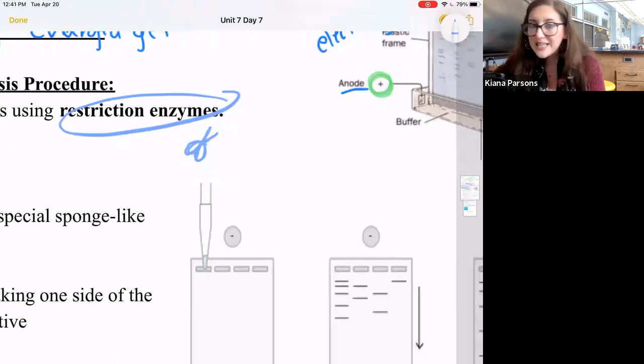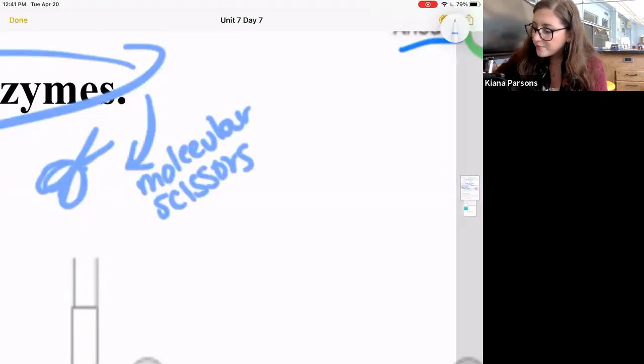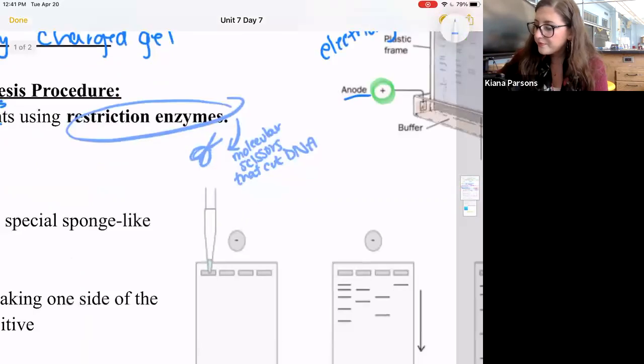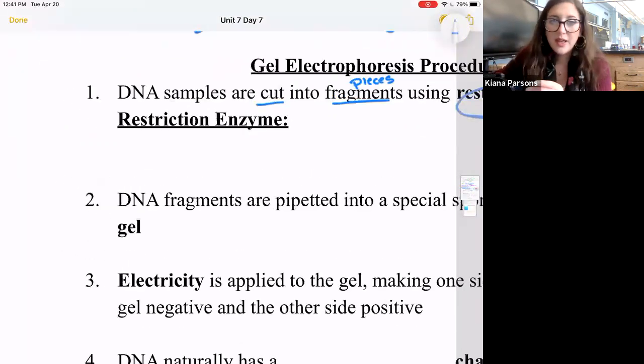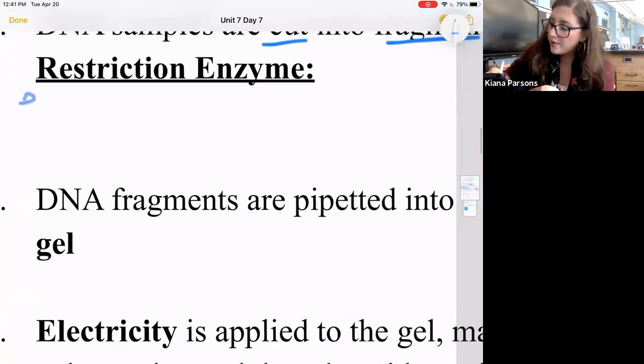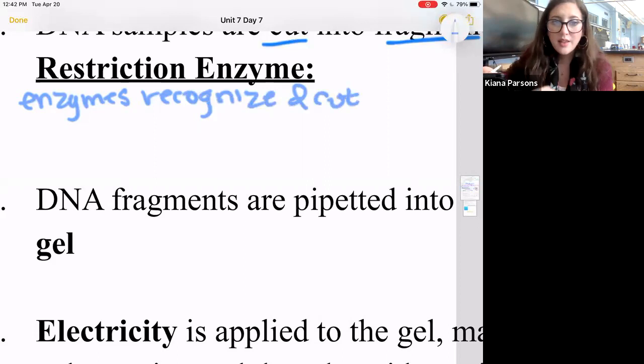But we use this to represent the restriction enzyme, molecular scissors that cut the DNA. So these enzymes, we're going to define them here below. Enzymes recognize and cut specific sequences in DNA. What do I mean by that?